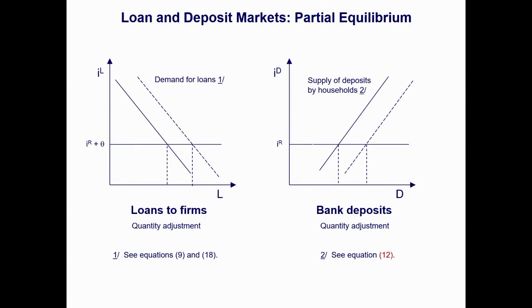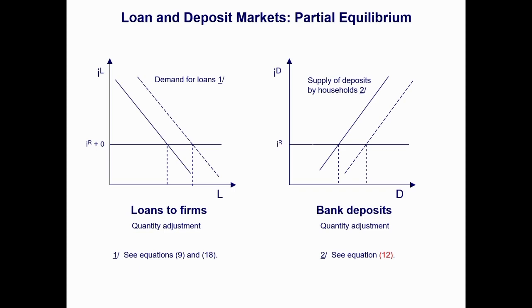And of course, we already saw that the demand for investment is a decreasing function of the loan rate. That's the curve that you see here. So the equilibrium is going to be at the point of intersection of the two. If there is a shift in the demand for loans, there is an increase in investment, for instance.